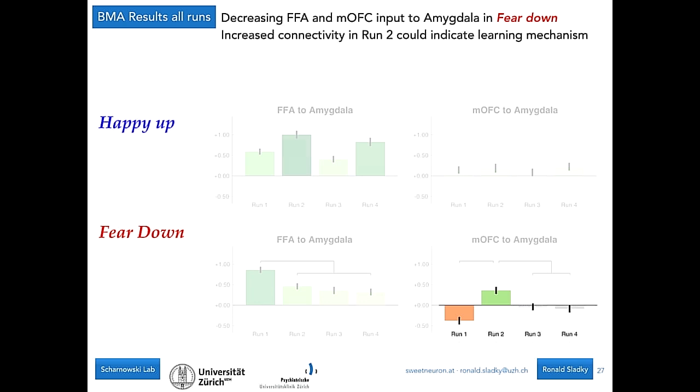This could be some kind of learning mechanism. Then overall, in the third and fourth run, we see no significant input from orbitofrontal cortex. So this could be actually some kind of mechanism where the input from FFA is decreasing, so there could be some local regulation happening in the amygdala and no explicit regulation where the orbitofrontal cortex is needed anymore to downregulate the amygdala response to the emotional intensity.